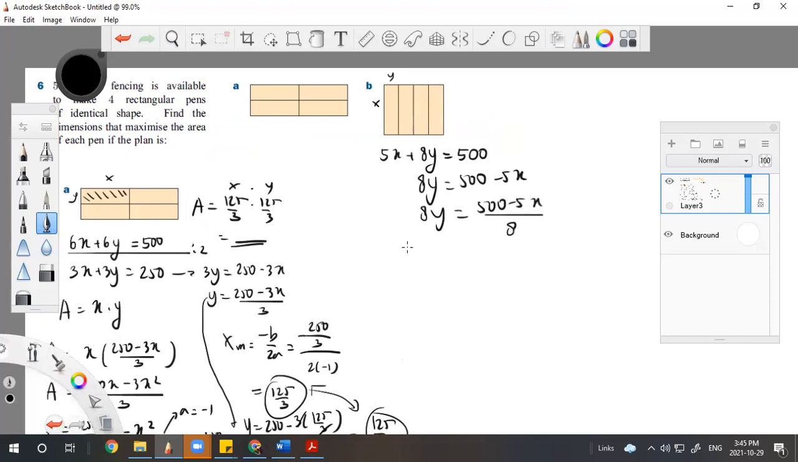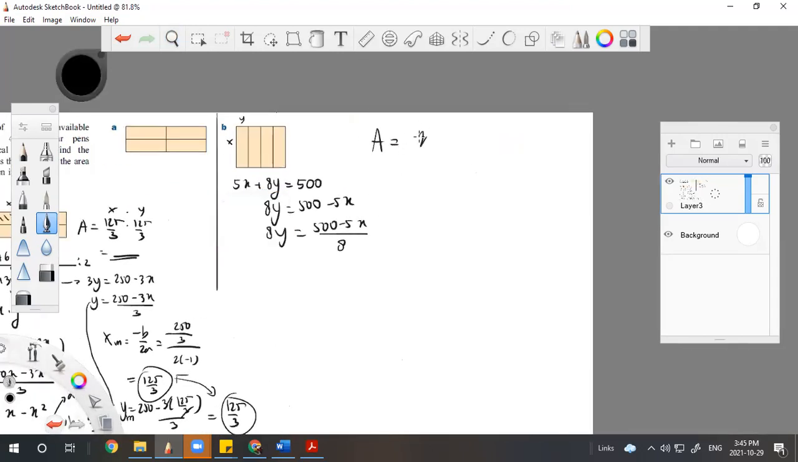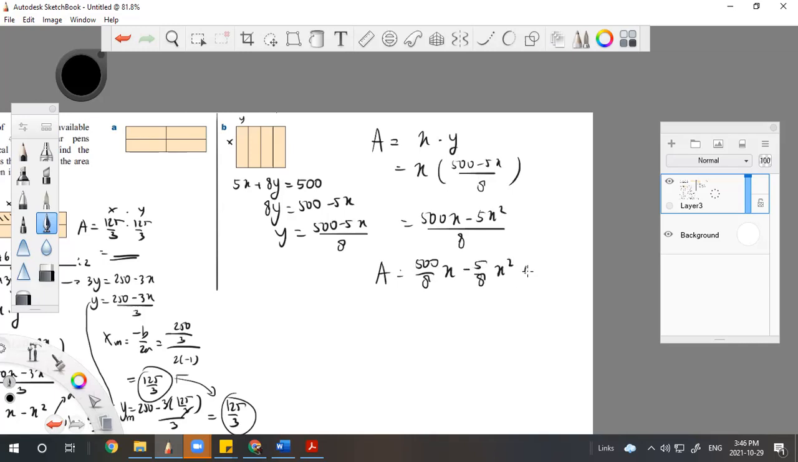And you have to find the area of the fence for question B, right? So the area will be x times y of each pen again. Wait, I forgot to erase the 8 times y. x times 500 minus 5x over 8, and then we get 500x minus 5x squared over 8. So the area will be 500 over 8 x minus 5 over 8 x squared. And the a is negative 5 over 8, the b will be 500 over 8. I hate this because this is a fraction.